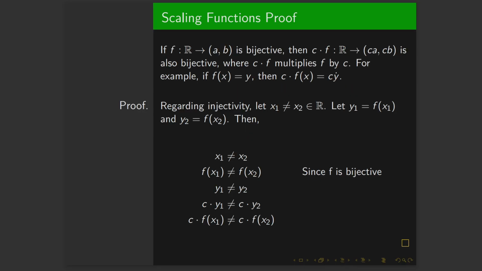We'll just prove it. So for injectivity, let x1 not equal x2, then let y1 equal f of x1 and y2 equal f of x2. Well, x1 is not equal to x2, but because f is bijective, y1 is not equal to y2, then we multiply both sides by c, and we're good to go.